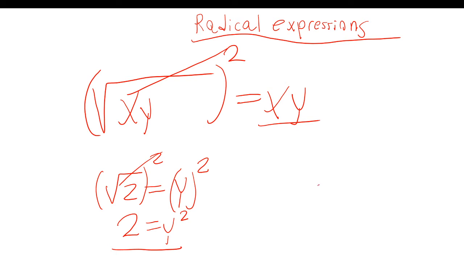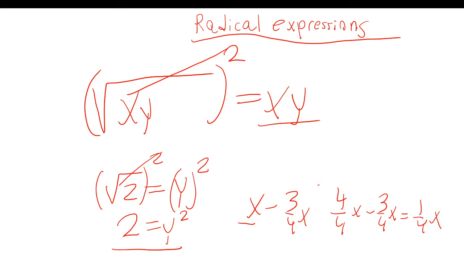Like if I have, let's say, x minus 3/4 x, I could multiply through by the denominator, or I could just rewrite this as 4/4x minus 3/4x, and it's much easier to simplify. So stuff like that you can always use.